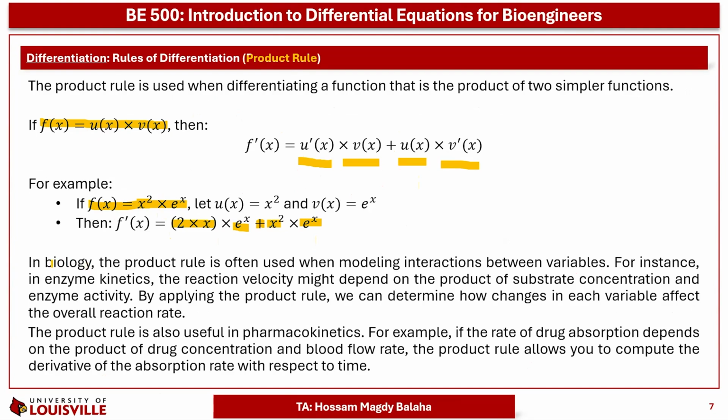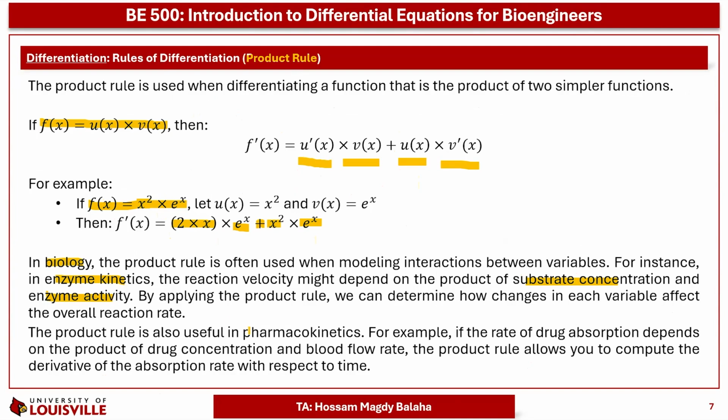If you reflect that in biology, the product rule is often used when you are modeling interactions between different variables. For instance, in enzyme kinetics, the reaction velocity might depend on the product of substrate concentration and enzyme activity. So, by applying the product rule, you can determine how changes in each variable affect the overall reaction rate.